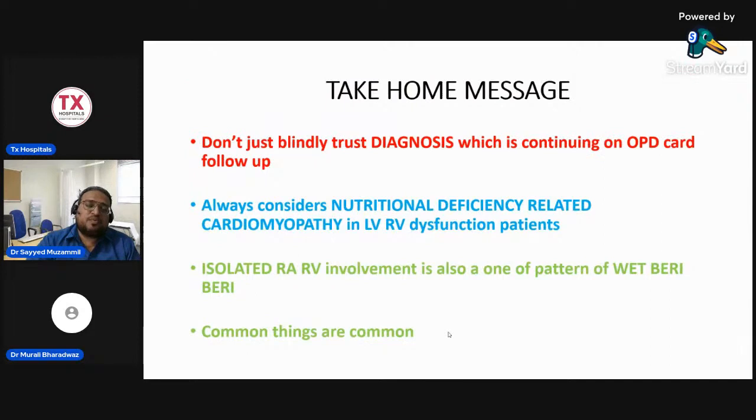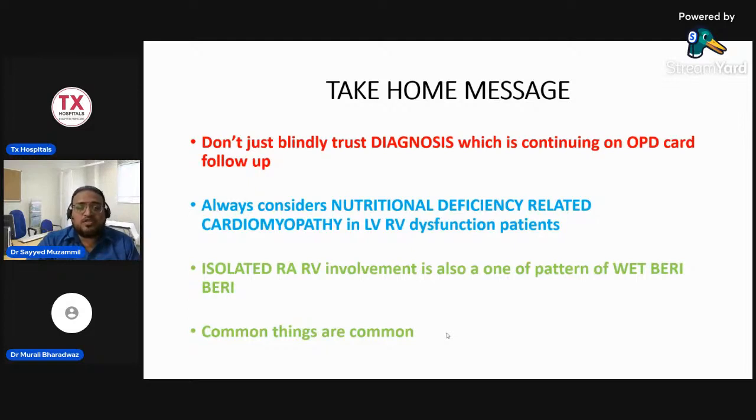So, take home message from this case is that don't just blindly trust the diagnosis that is continuing in old OPD cards. Many times, nutritional deficiencies can lead to cardiomyopathy. Dilated, isolated RA, RV involvement is also one of the patterns of wet beriberi. Sometimes you will get LV dysfunction. Sometimes you can get biventricular dysfunction. Some patients will have isolated RA, RV involvement.